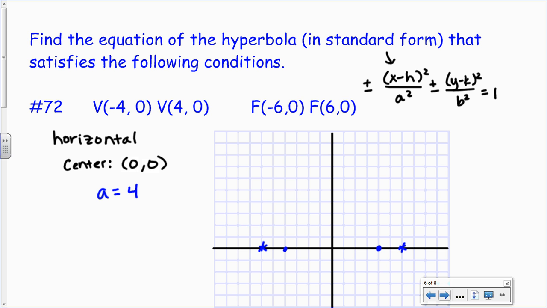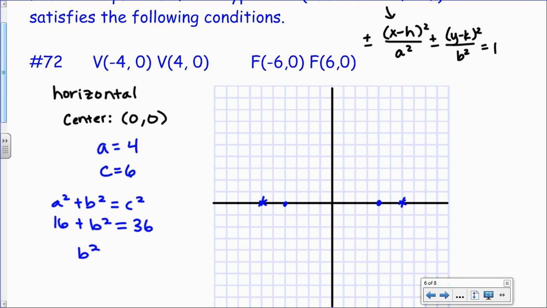So what does that give me? C. So I don't know b, but I know c, which is 6. So use your foci equation to find b. So 16 plus b squared equals 36. So b squared equals 20. B is the square root of 20. Okay, so you needed B, A, and your center.